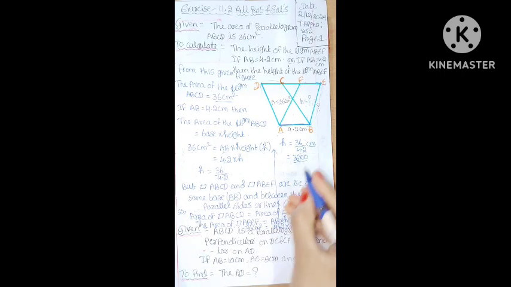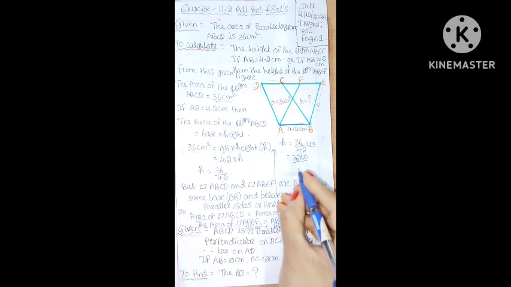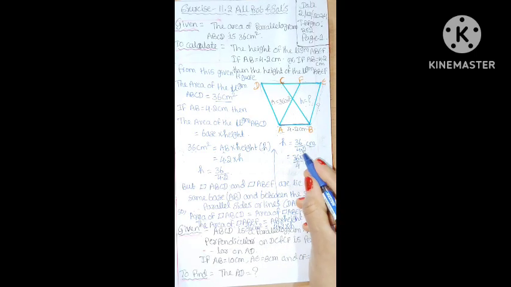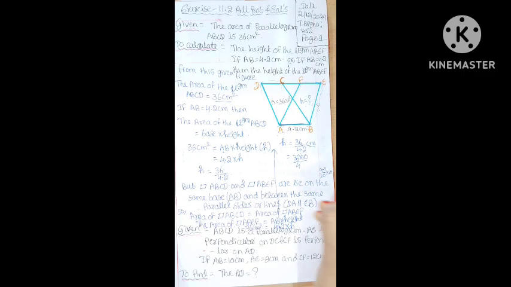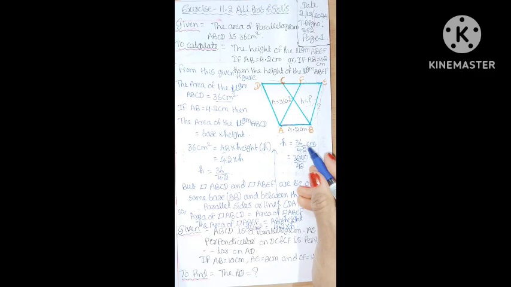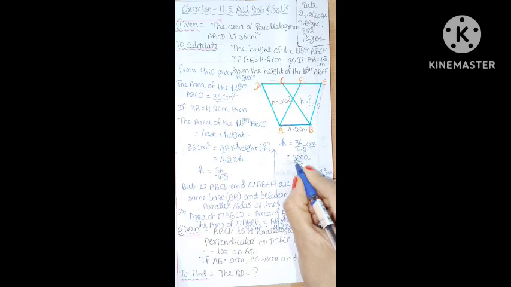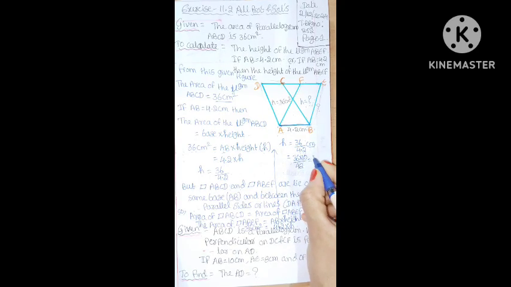We will get a rational number. 4.2 is nothing but 42 by 10, into 10, so both 10s are cancelled and we will get 42 only. The numerator and denominator are multiplied by 10. So 36 into 10 is 360, and the denominator is 42.